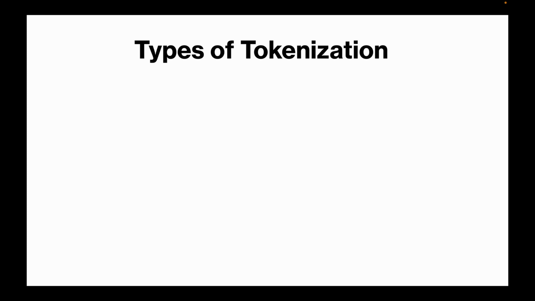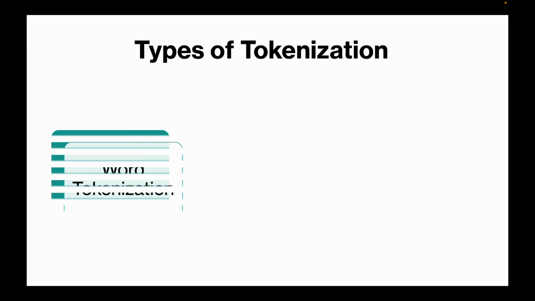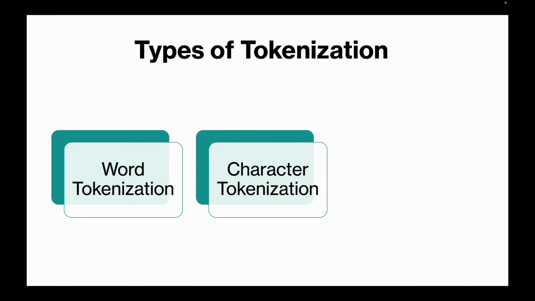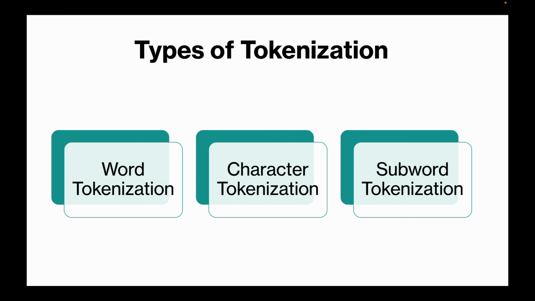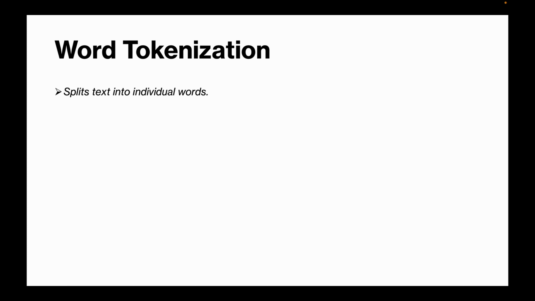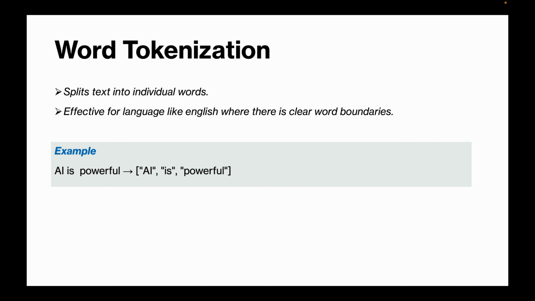Types of tokenization. There are three types of tokenization: word tokenization, character tokenization, and subword tokenization. Word tokenization splits text into individual words. This is a common method and it is effective for languages like English, where there are clear word boundaries. For example, the sentence "AI is powerful" becomes "AI", "is", "powerful". Sometimes it can also be "AI", "is", "power", and then "full". So this is how word tokenization happens.